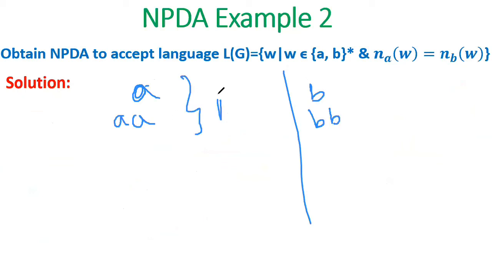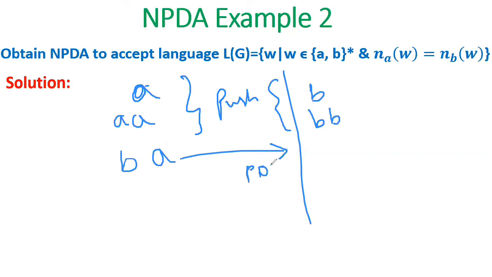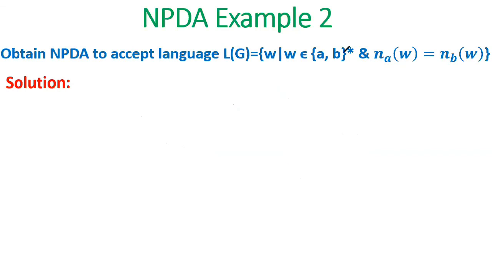So these are push operations, right? Now, if you get opposite symbols, B and A, pop it. The same thing holds good for A and B. Opposite symbols, pop it. And finally, when the string is empty and the stack is empty, you need to reach the final state. So this is how you solve the problem.